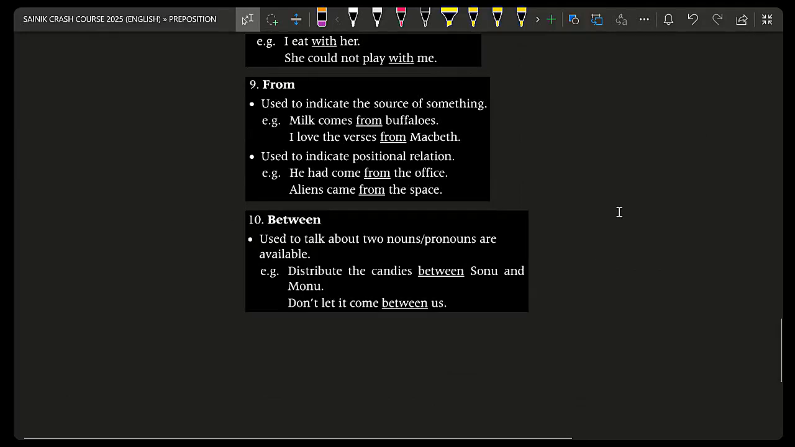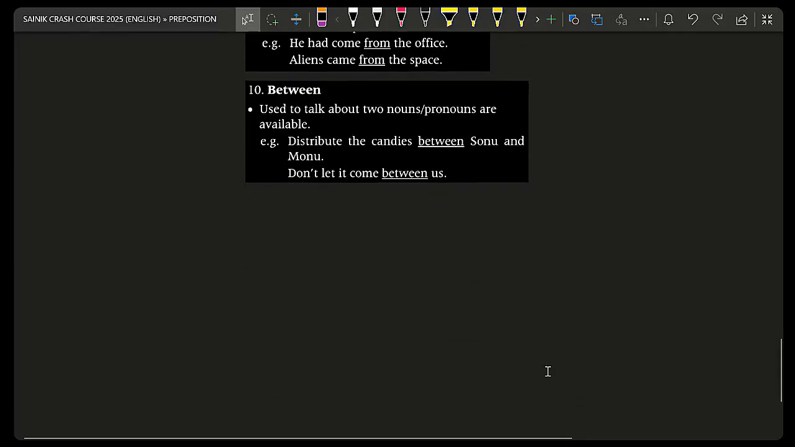Next preposition is between. Used to talk about two nouns or pronouns. That means distribute the candies between Sonu and Mono. Sonu and Mono, how many people are there? Two. When two people are there, we use between. And when more than two people are there, you use the preposition among. So between is used for two persons or two things. Among is used for more than two persons or things. Don't let it come between us. Suppose two friends are fighting for something, and they don't want a third person to interfere there. So don't let it come between us.